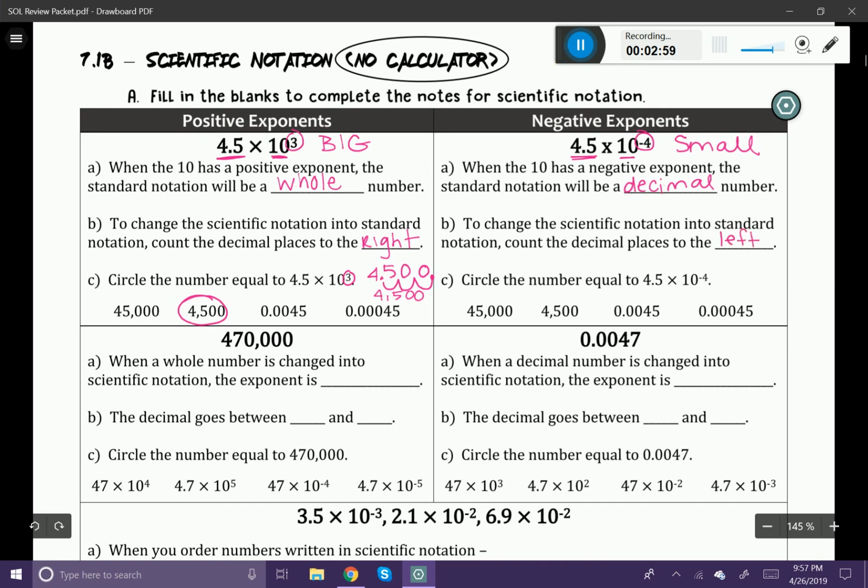So here's how we're going to do this. I'm going to write my base number of 4.5, but this time I'm going to make this a small number. And to make it a small number, I need to move the decimal 4 spaces to the left. 1, 2, 3, 4. I'm going to put my decimal, I'm going to put my placeholders in, and you can see the number that has been generated is 0.0045.